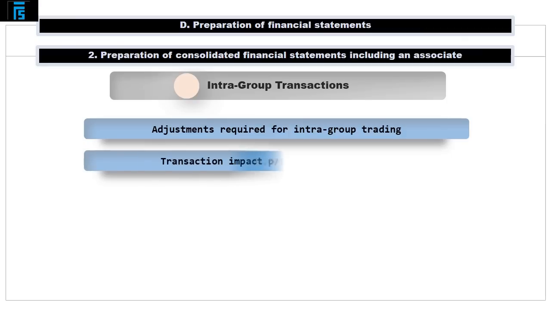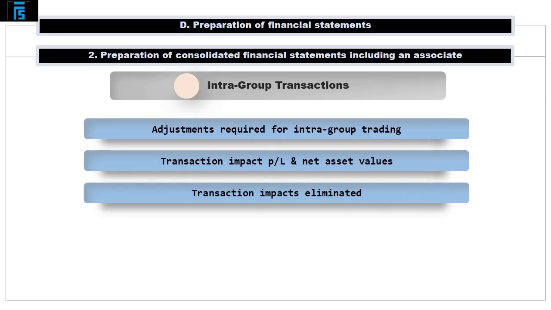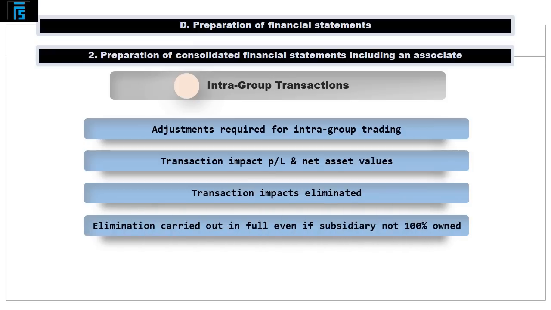Intra-group transactions often result in the recognition of a profit or loss, which is also included in the book value of assets, typically items of inventory purchased from a group member at a markup. To the extent that such assets still remain in the books of a group entity at the end of the reporting period, the related profits will have to be eliminated from both the group results and asset values. It must be stressed that this elimination ought to be carried out in full, even if the transaction involves a subsidiary that is less than 100% owned by the parent entity.